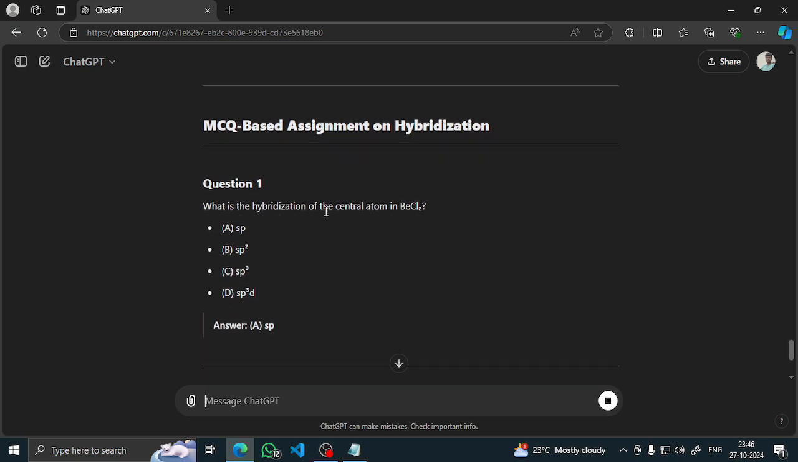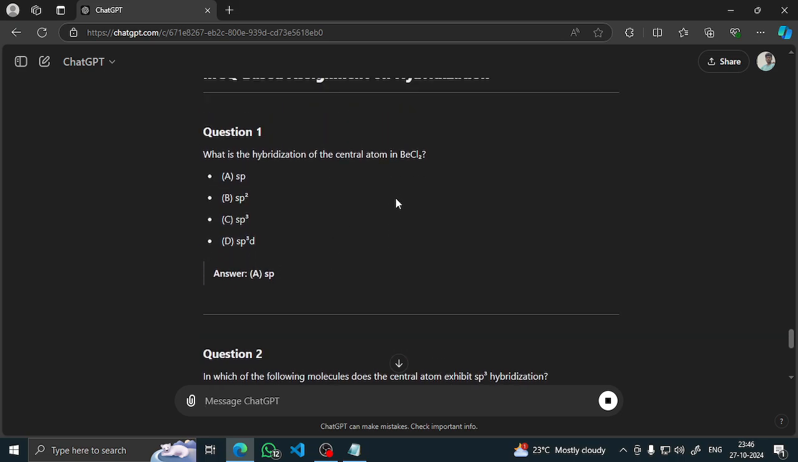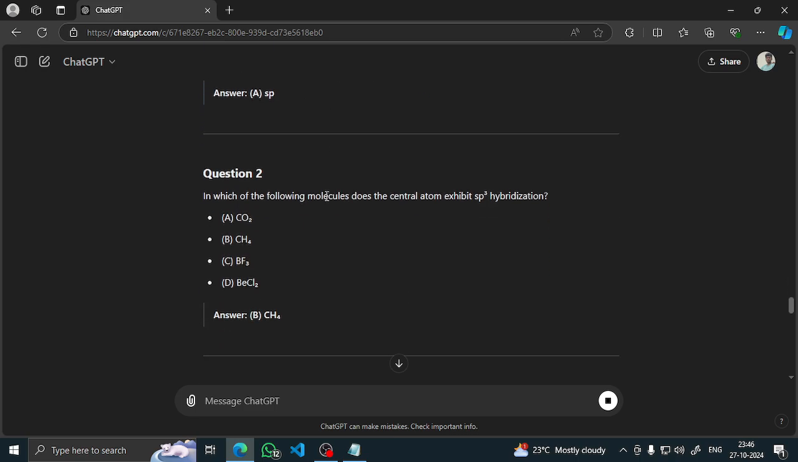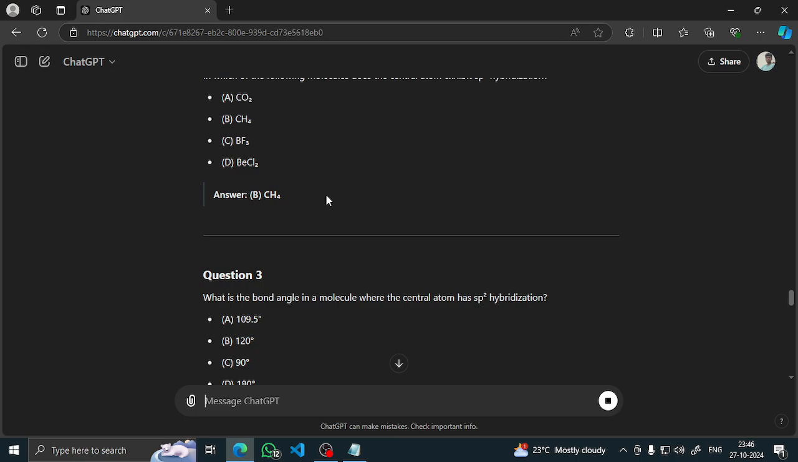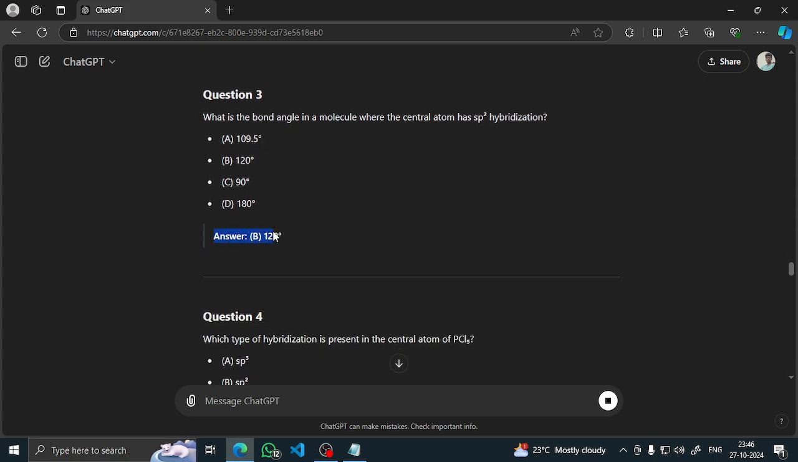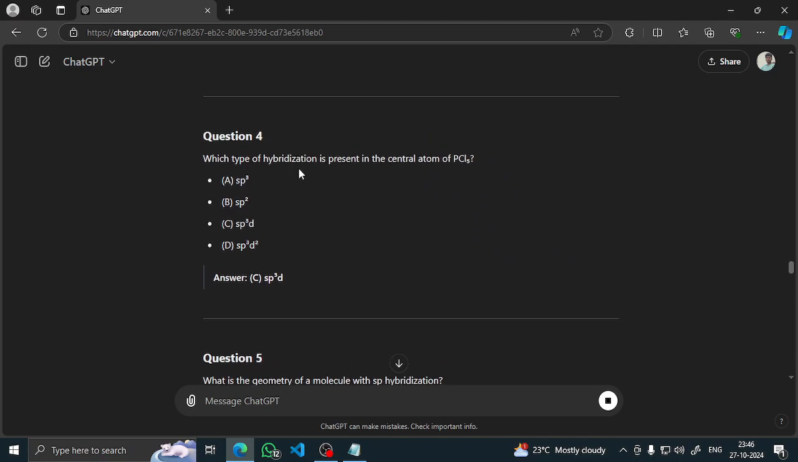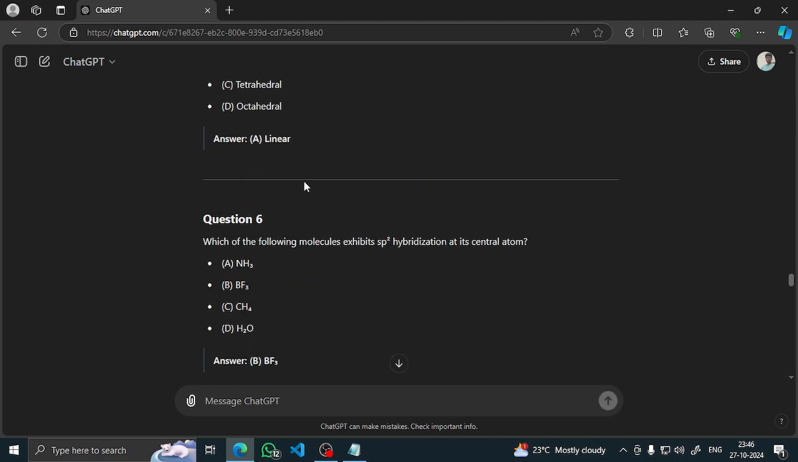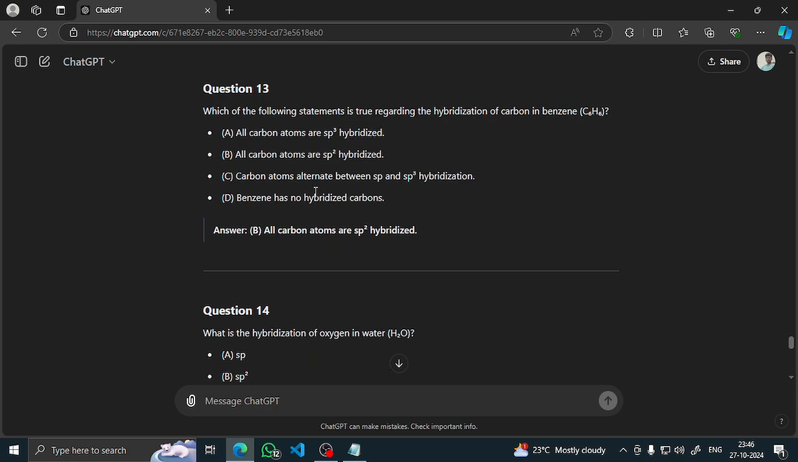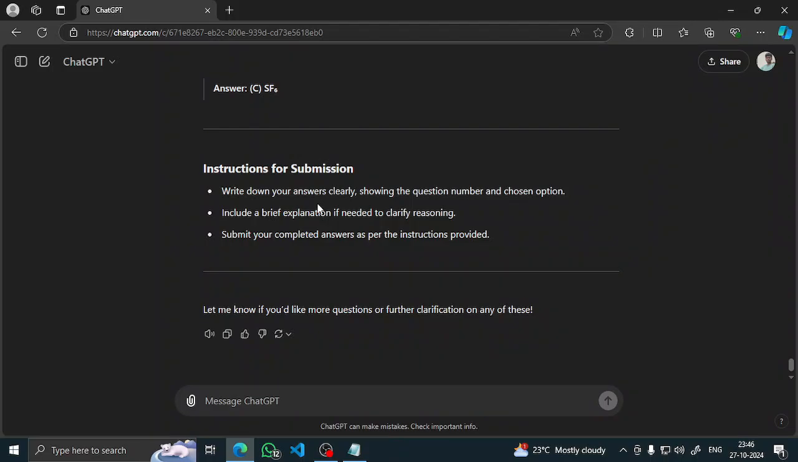Yes, what is the hybrid central? Some of you may understand this type of question. Most of you know this hybridization. Yes, good question. What is the bond angle in a molecule where the central atom has sp2 hybridization? Comment the answer. It is giving the answer. So sorry. So yeah, it is giving some decent level questions. But yeah, it will definitely help you.